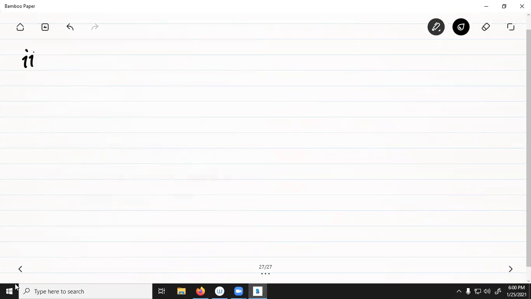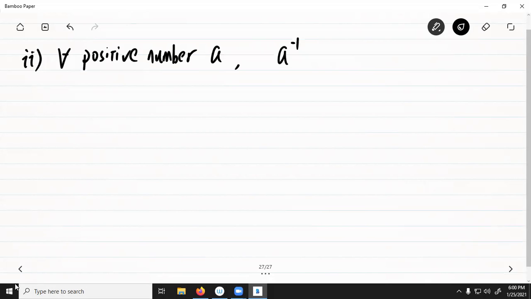The second result, the second property: for any positive number A, the multiplicative inverse of A, which is A inverse, is also positive. Okay, so let's prove it.